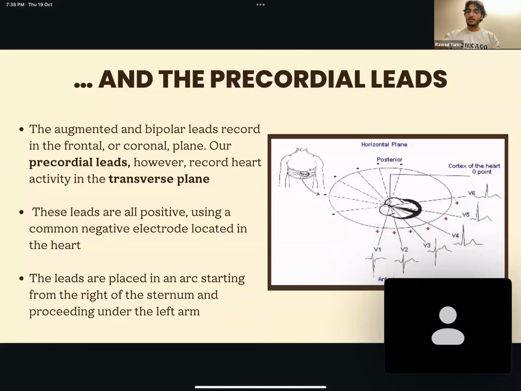Okay, so V1 on the right of the sternum, through the heart in this direction, transversely. V2, on the left of the sternum, right? And then you go in an arc, V3, V4, V5, and V6. Does that make sense to you? Yeah. That makes sense? Okay, perfect. So those are the precordial leads.